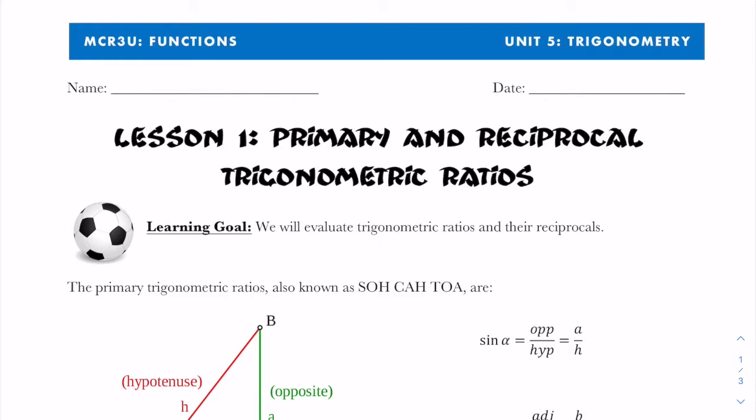Welcome to Lesson 1 of Unit 5, which is all about trigonometry. This first lesson will be a review of trigonometry from grade 10 with a few new concepts. We're going to begin by evaluating the trigonometric ratios, often known as SOHCAHTOA, and something new this lesson will be to look at their reciprocals. Let's get started.